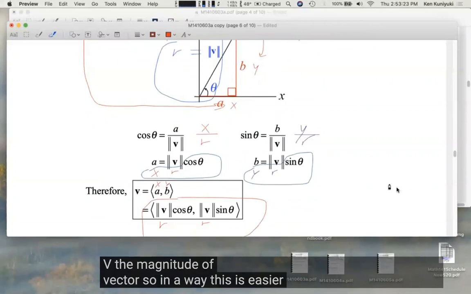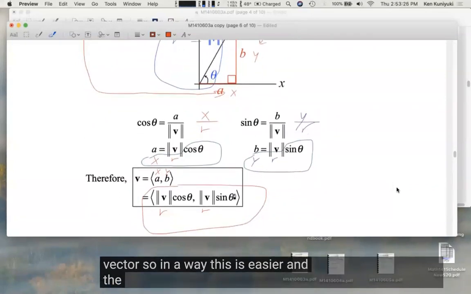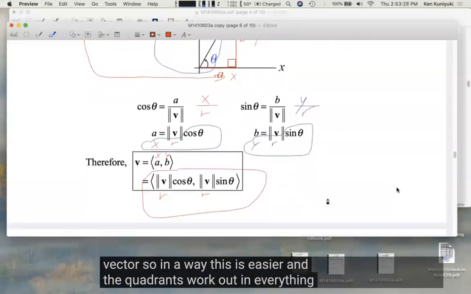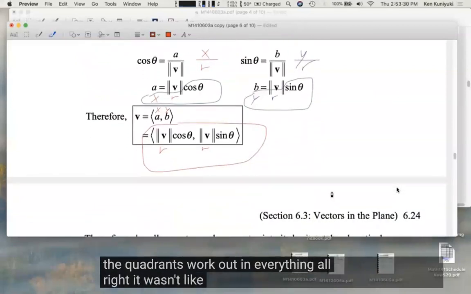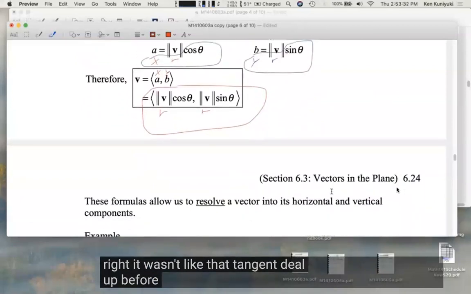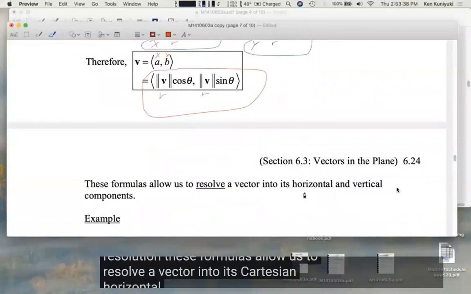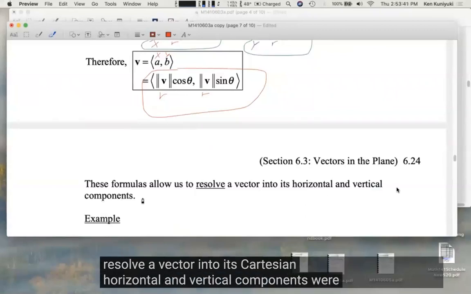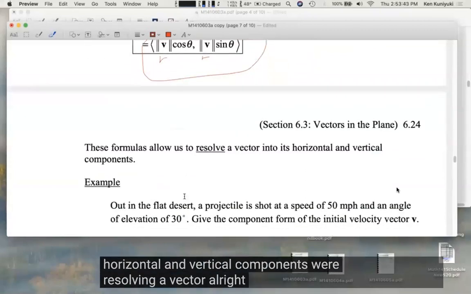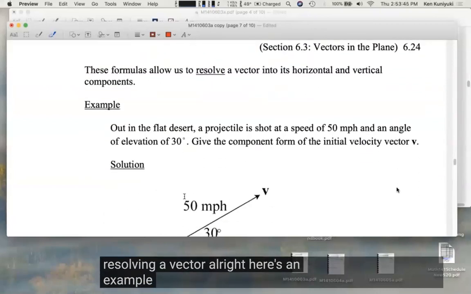So in a way, this is easier. And the quadrants work out in everything. All right, it wasn't like that tangent deal up before. Again, this is literally a resolution. These formulas allow us to resolve a vector into its Cartesian, horizontal, and vertical components. We're resolving a vector.